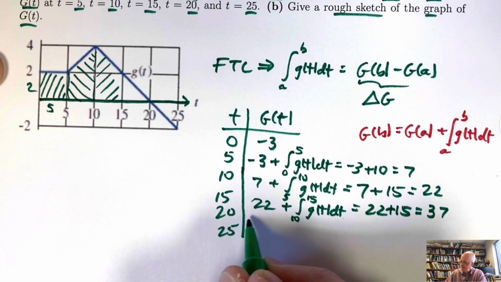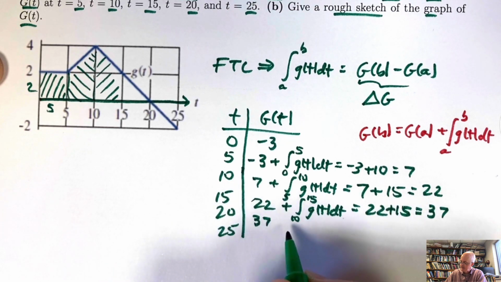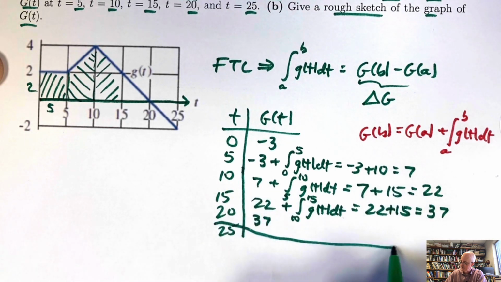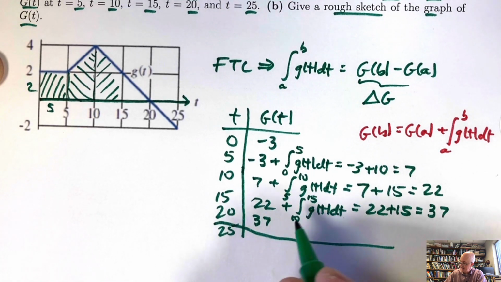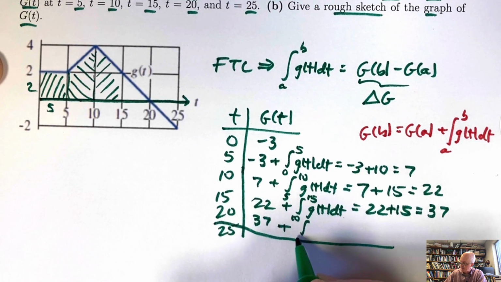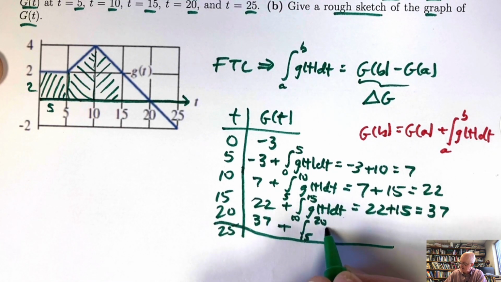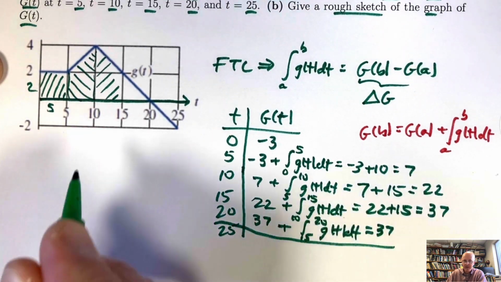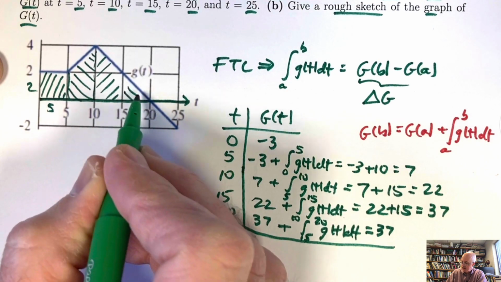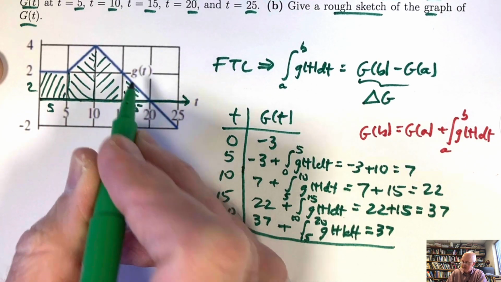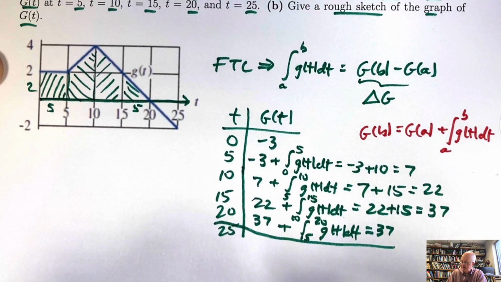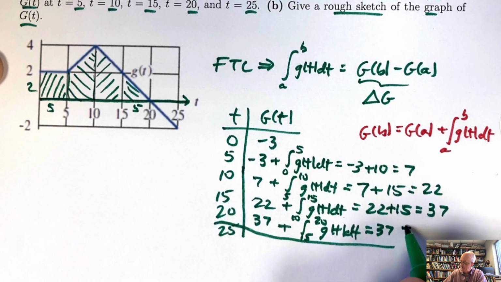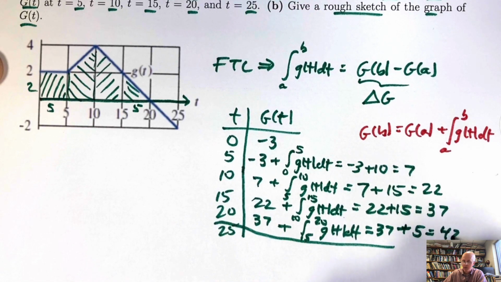When t equals 20, we take the previous value, 37. Let me do this to help us distinguish what's going on here, and add the value of the integral from 15 to 20. What is that value? It's the area of this triangle. Base is 5, height is 2. 1/2 times base times height will be 5. So we add on 5 here. That's the total change in capital G. So we get up to 42.